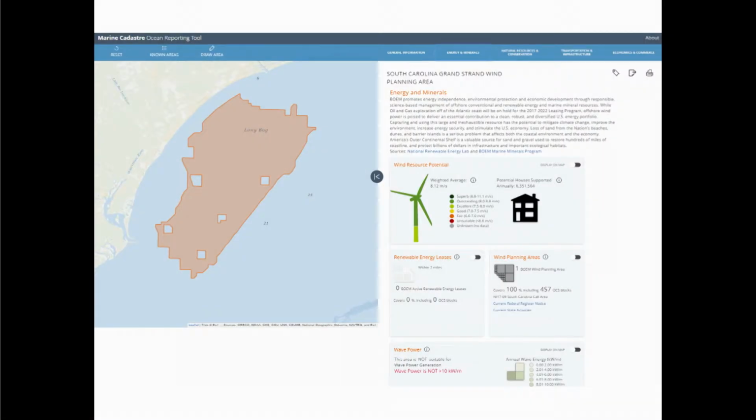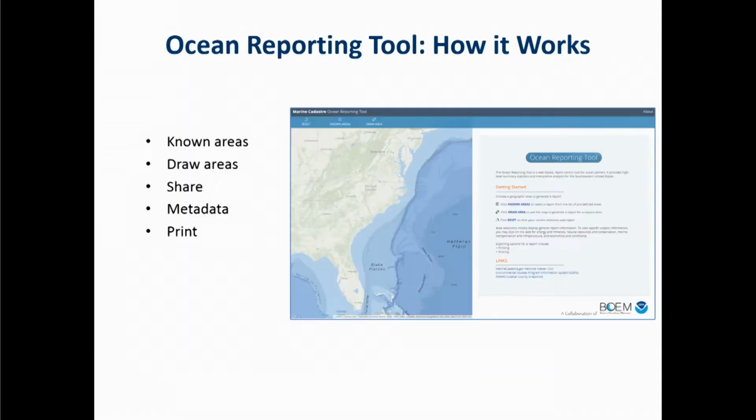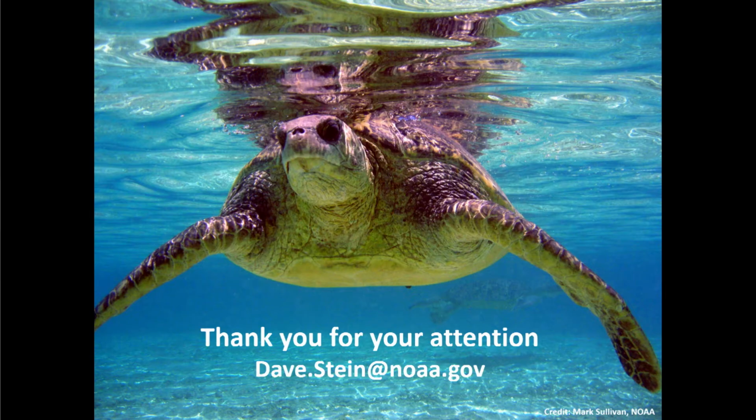And it goes on to give you more information about other renewable energy sources like currents and waves. For this particular area, it's just going to tell you that that type of energy is not suitable offshore. Okay, so that's how you do a known area report for energy and minerals. That's what you see here. Okay, I'm just going to jump back in here and wrap up.